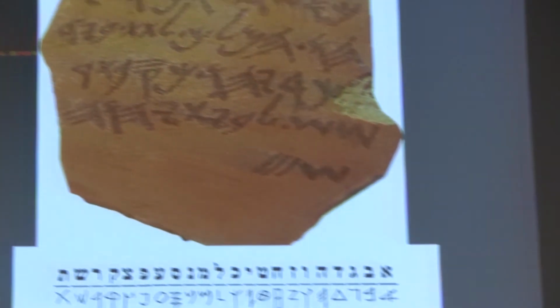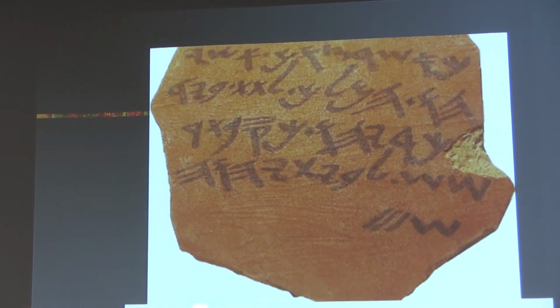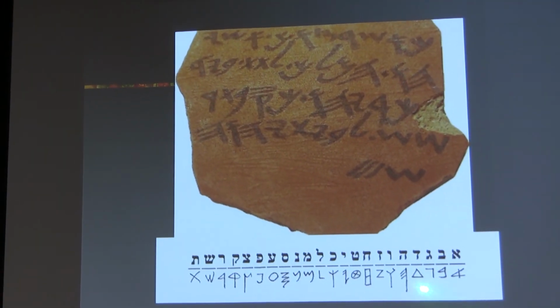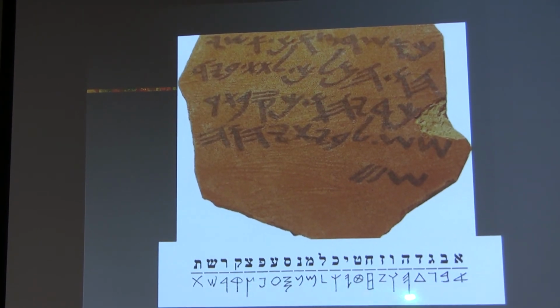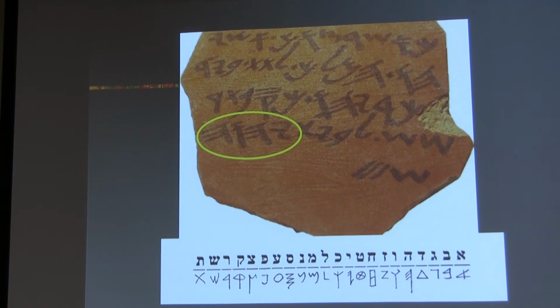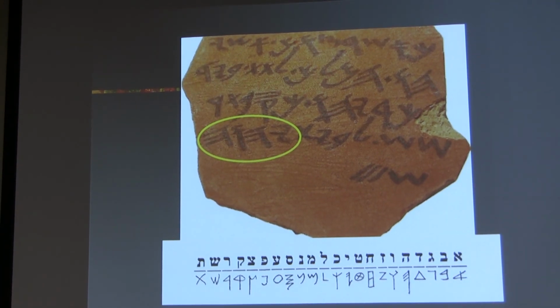Here's a little bit of a close-up of that ostracon, just for you to see the Hebrew alphabet. For those of you studying Hebrew, you know this one. This is Paleo-Hebrew, and this is how it matches up with the alphabet that we know. That's kind of interesting because that's the divine name right there on that ostracon.